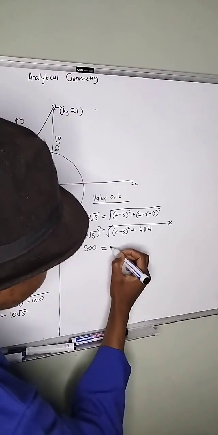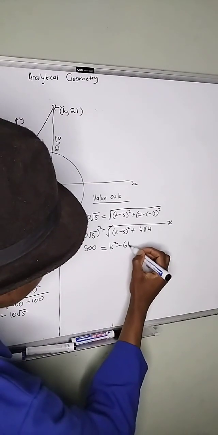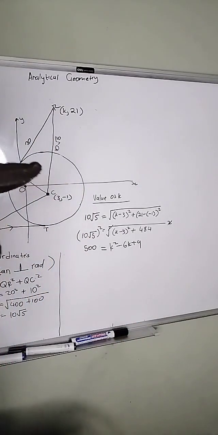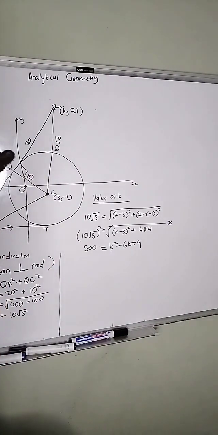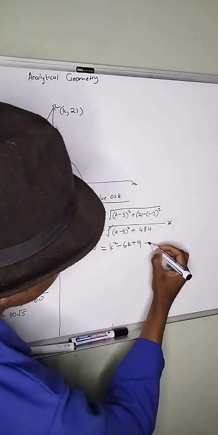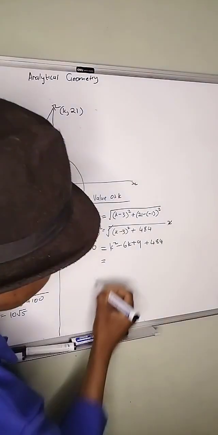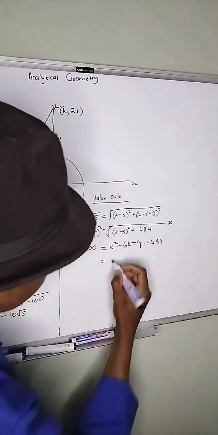So, k squared minus 6k plus 9. Please confirm for me. Is it correct? Okay, I can see it's fine. So plus 484. Take this 500 to the other side.